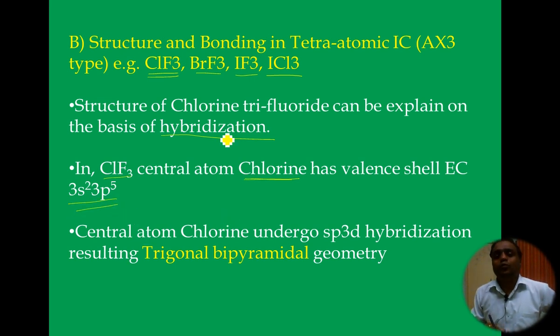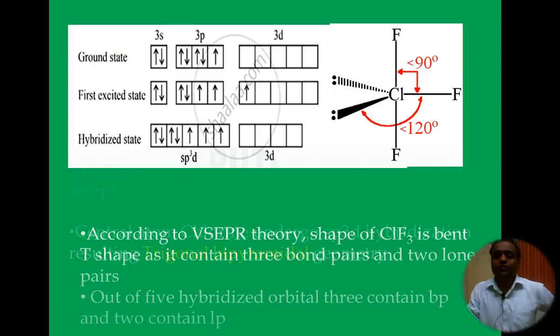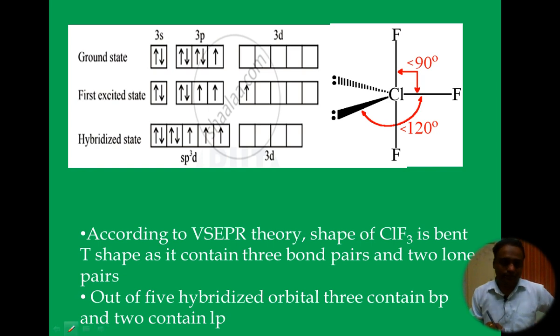Now in order to accommodate 3 fluorine atoms, this molecule has to undergo sp3d hybridization, resulting in trigonal bipyramidal geometry. The geometry will be trigonal bipyramidal, but the shape will be different. And this we are going to see in this slide.